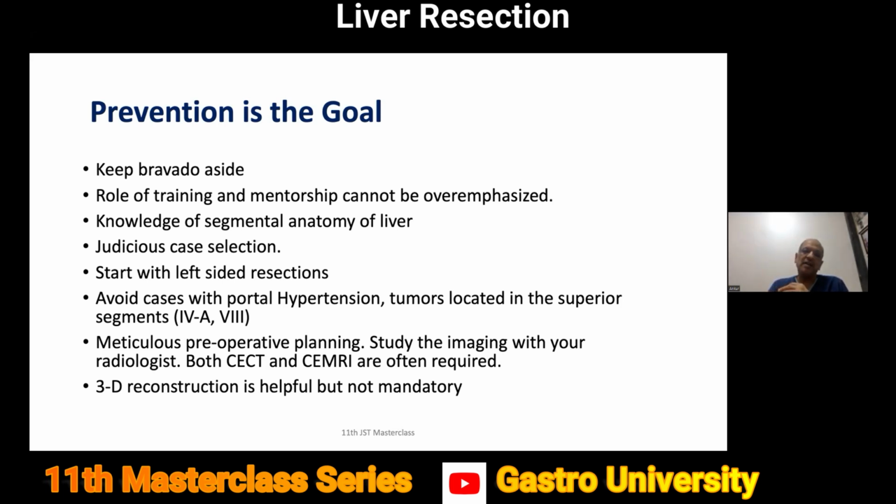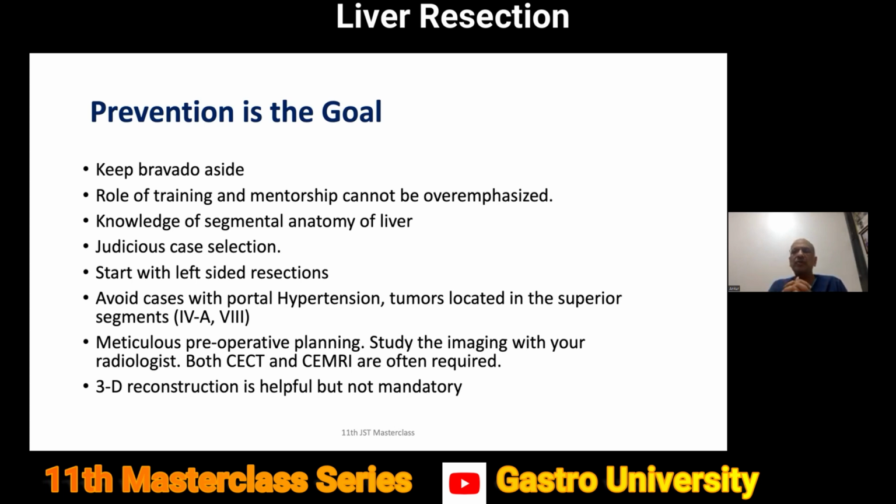And often we have found that getting a CECT as well as a CEMRI is very helpful in decision making as well as the surgical planning. 3D reconstruction, there are a lot of softwares available, especially the MEVIS, which is very popular. It's very helpful, but it is not mandatory.